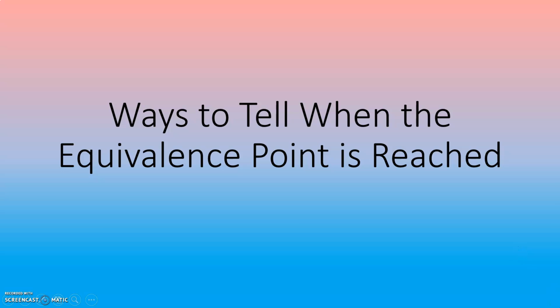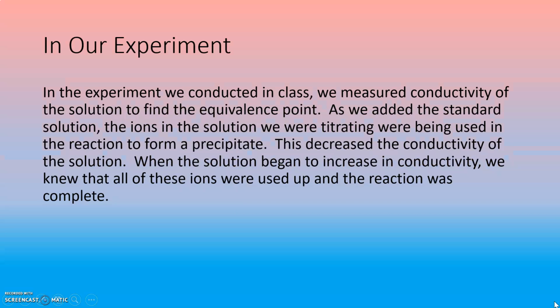There are a few different ways to tell if the equivalence point is reached. The one we used in class was by measuring the conductivity of the solution to find the equivalence point. As we added the standard solution, the ions in the solution we were titrating were being used in the reaction to form a precipitate. This decreased the conductivity of the solution. When the solution began to increase in conductivity, we knew that all of the ions were used up and the reaction was complete.